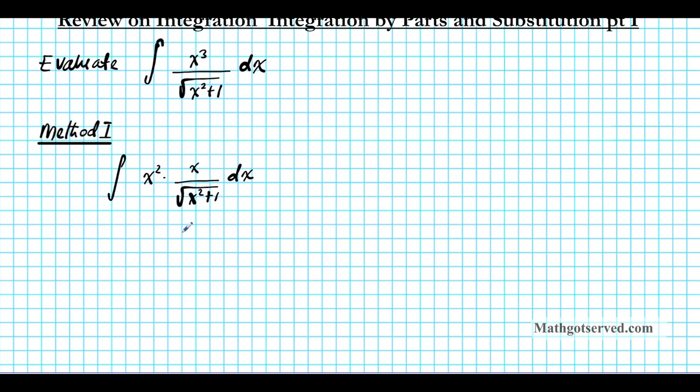So in this case, my u is going to be x squared, and my dv is going to be x divided by the square root of x squared plus 1 dx. Now remember the formula for integration by parts. Let's rewrite it here. The integral of u dv equals uv minus the integral of v du.